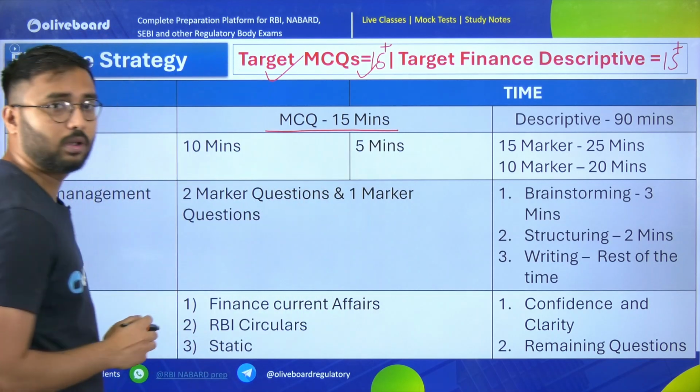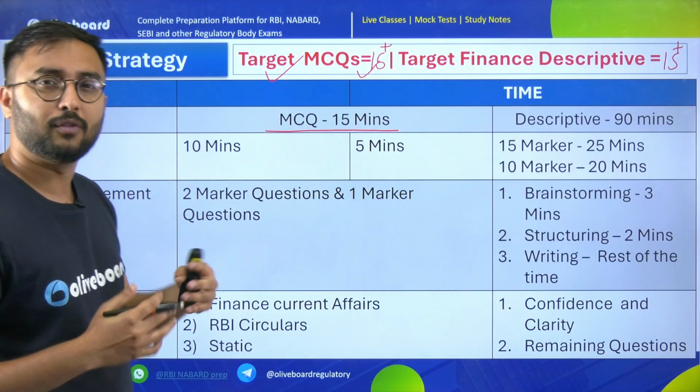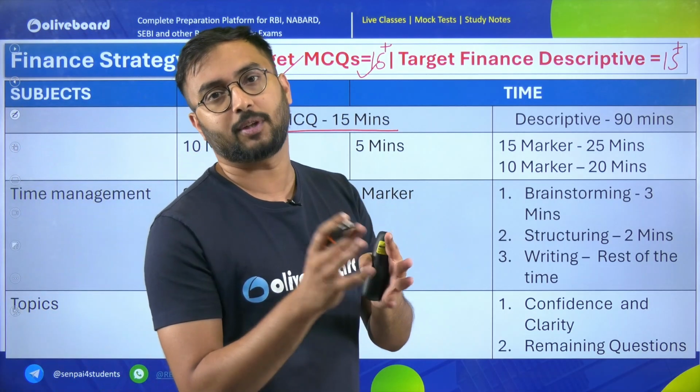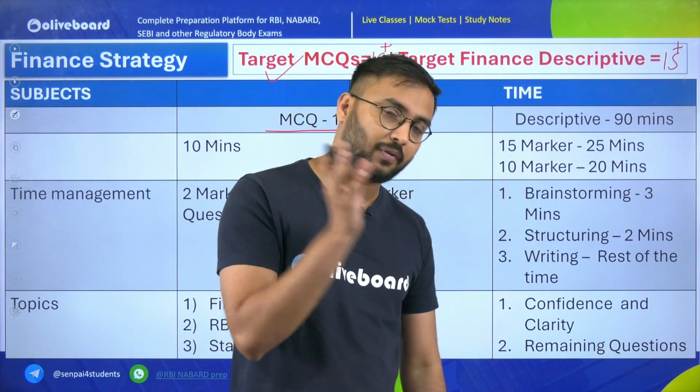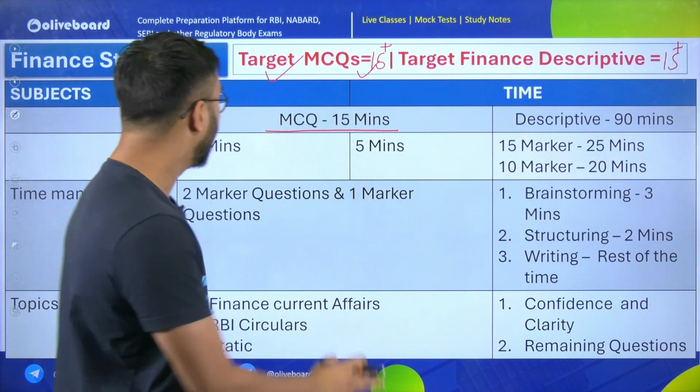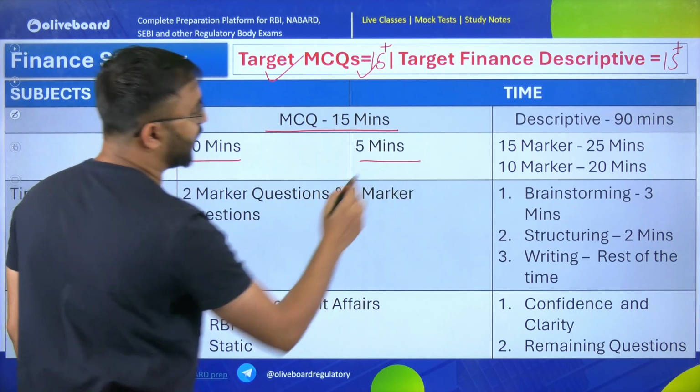For finance MCQ, you will get 15 minutes. How 15? Simple. For finance and management, you are getting 30 minutes for MCQ. So for finance 15, management 15. Now this 15 minutes we can break down into 10 and 5 minutes.